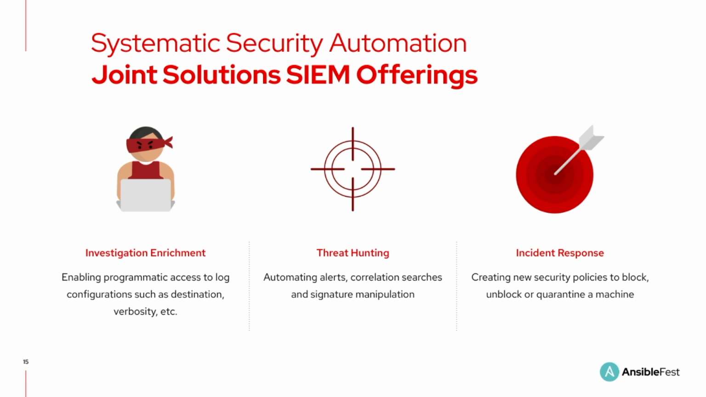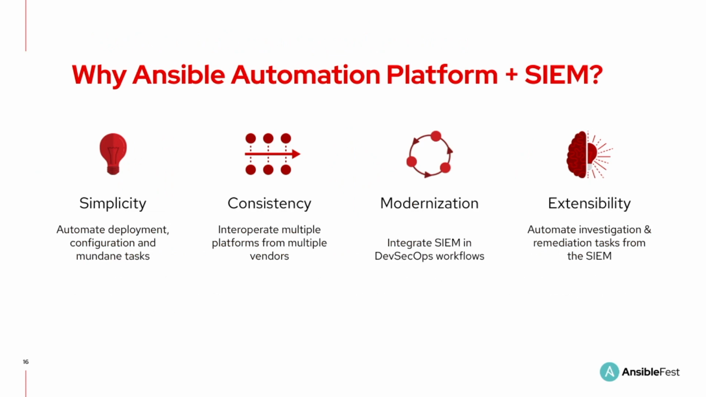And then incident response, where you're under attack and you've got to do something because either something is going down or data is on the egress out of your network that shouldn't be. So again, I'm just going to keep hammering these points home. It's about simplicity, consistency, modernization, and oh, I actually didn't talk about extensibility.